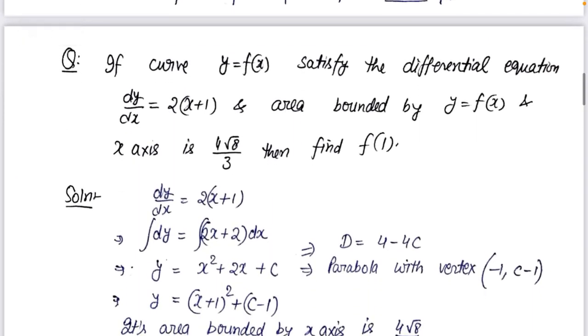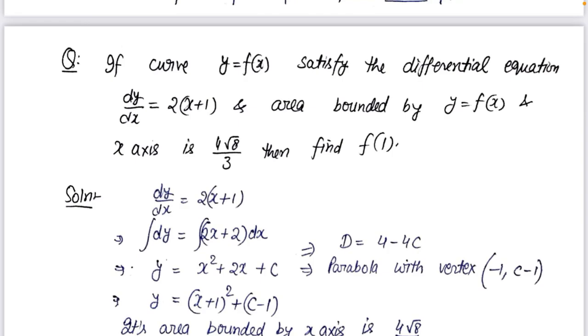Let's come to question number 8. If the curve y equals f of x satisfies the differential equation, and the area bounded by y equals f of x and the x-axis is 4 root 8 upon 3, then find f of 1. This question was a little bit difficult, also a tricky question. If you are doing this question for the first time, it would be difficult for you to solve it. Okay, let's see the solution for this.